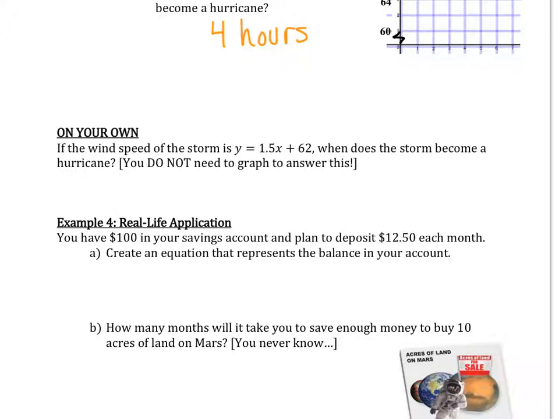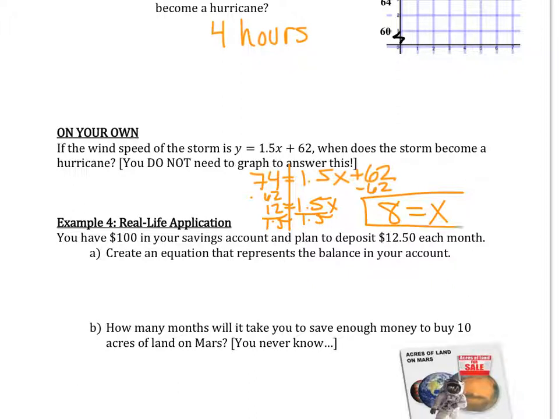So in this case, again, it takes 74 miles per hour in order for a storm to become a hurricane. I'm going to plug in my 74 for my y, and then I'm going to leave the rest of the equation alone because I'm trying to solve for my x. After I've correctly plugged in my 74, it just turns into a 2-step equation. First, subtract 62 from both sides, so we end up with 12 is equal to 1.5x. To finish up, we just divide both sides by 1.5, and 12 divided by 1.5 leaves us with x is equal to 8. In this case, it is 8 hours.